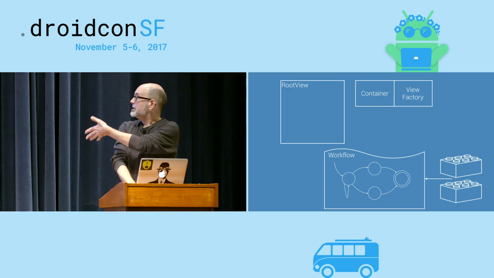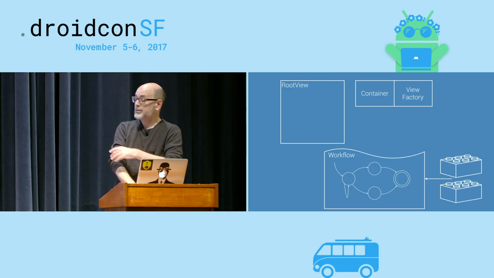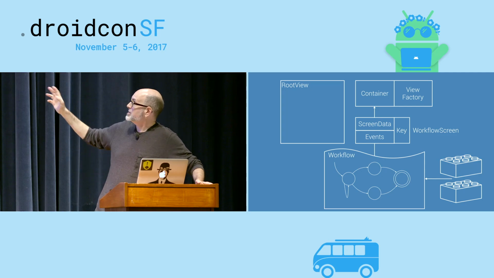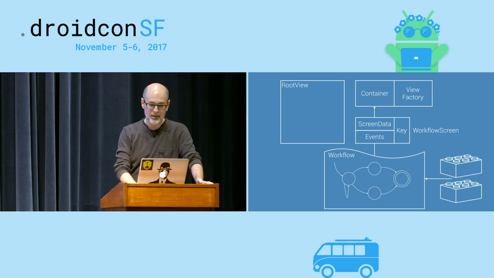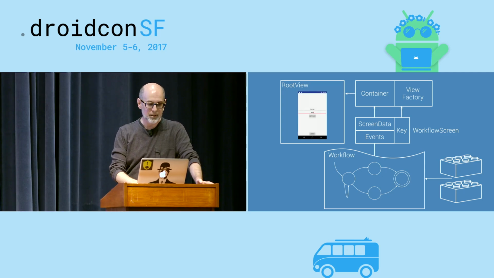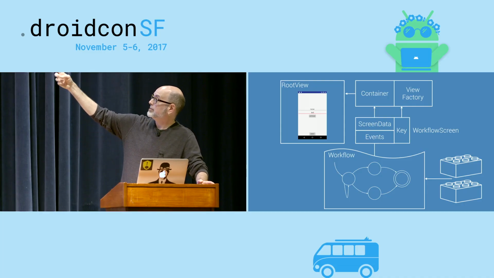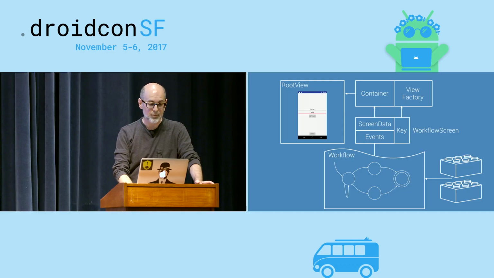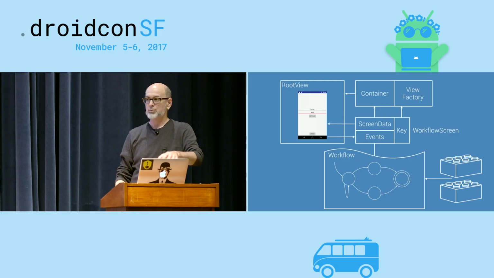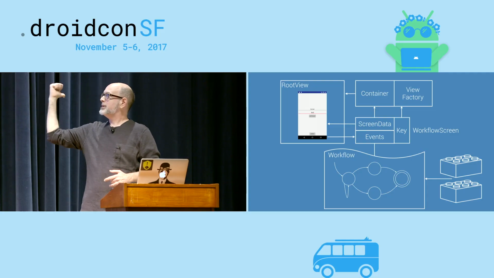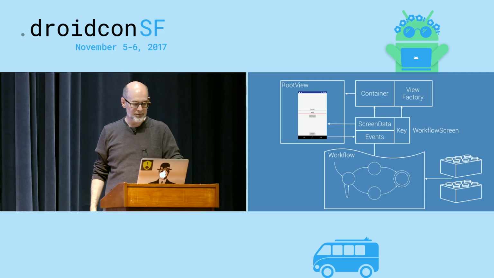The workflow is subscribing to these various bricks. It eventually decides this is the screen that I should be showing based on the state of the model there. A key is fished out of that workflow screen by the view factory. We inflate a view, put a coordinator behind it. The coordinator sets up a subscription to render the stuff that comes out of the screen data and to plug events back into the event handler there.